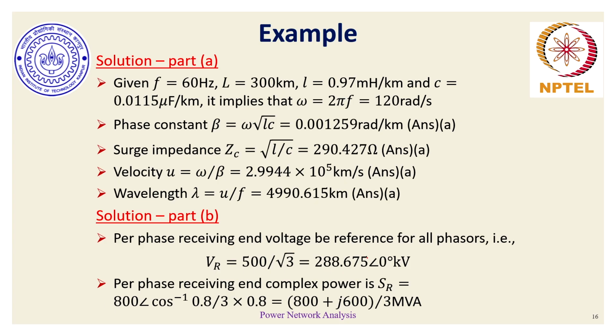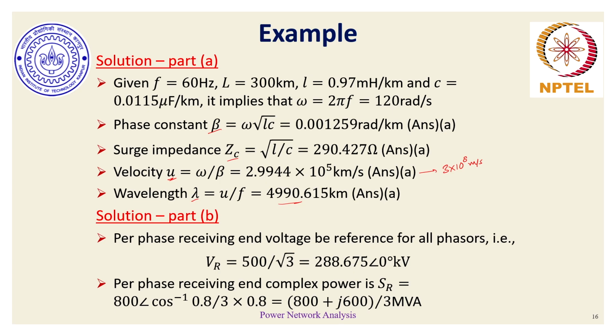So for part A, it's pretty straightforward. For a lossless long line, we have seen the expressions of beta and ZC at length, and the value of U, if you observe, is very close to 3 × 10⁸ meters per second, which is the speed of light in vacuum. And the wavelength is on the order of a few thousands of kilometers. Our country's diversity itself is less than this typical wavelength.